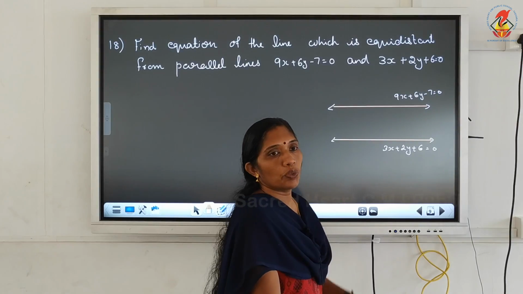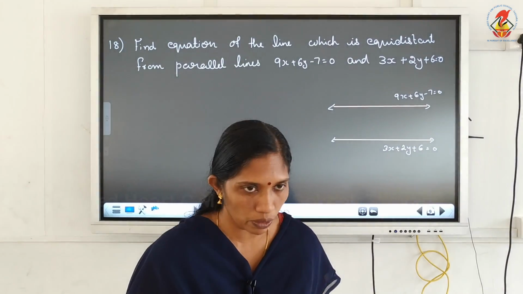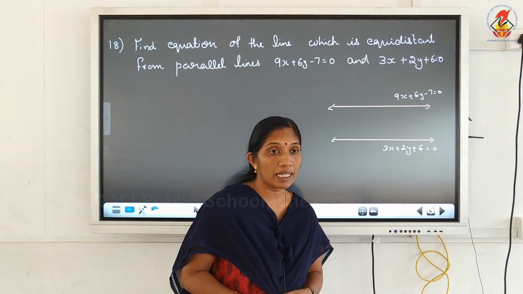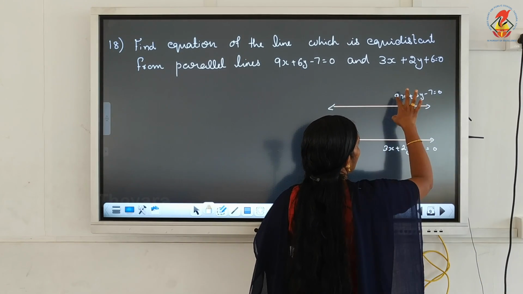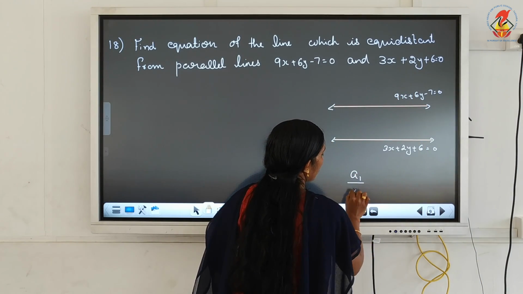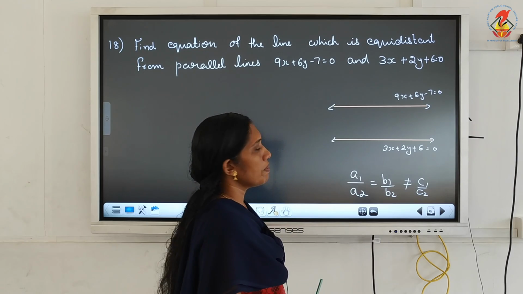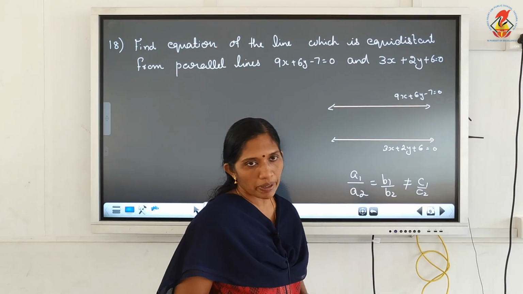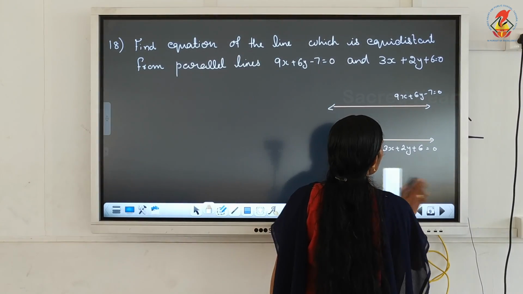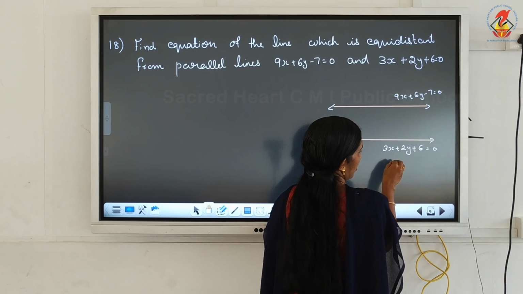So, how do we write the equation of a line? The general form is ax + by + c = 0, but here we have to write a parallel line. Look at these equations, these are parallel lines. The ratios are equal, a1/a2 = b1/b2, but not equal to c1/c2. 9/3 is 3, 6/2 is 3, then the last ratio is not equal. Such lines are known as parallel lines.